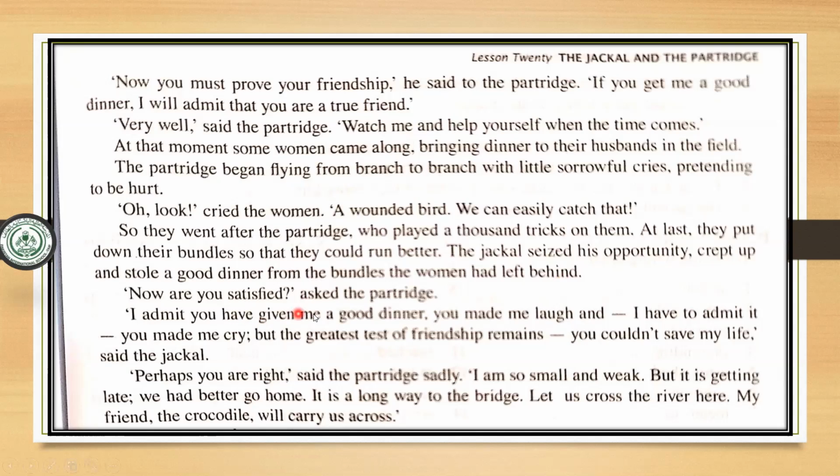"Now are you satisfied?" asked the partridge. "I admit you have given me a good dinner, you made me laugh, and I have to admit it, you made me cry, but the greatest test of friendship remains. You couldn't save my life," said the jackal.